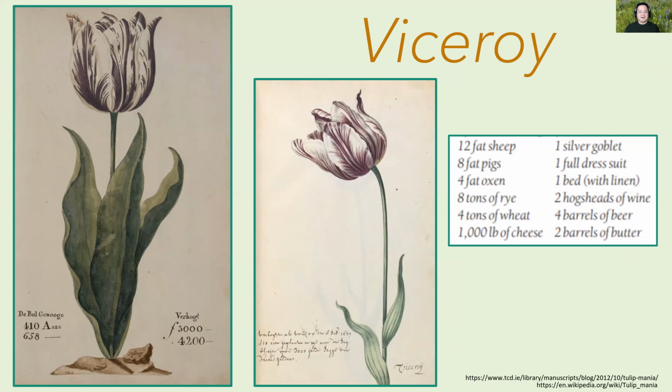Some of the incredible stories of the value of these tulips can be exemplified here with the Viceroy. This single bulb of this particular variety of tulip was thought to have been traded, a single bulb, remember, for 12 sheep, 8 pigs, 4 oxen, 1,000 pounds of cheese, 8 tons of rye, 4 tons of wheat, a silver goblet, a suit, a bed, wine, barrels of beer, and butter.